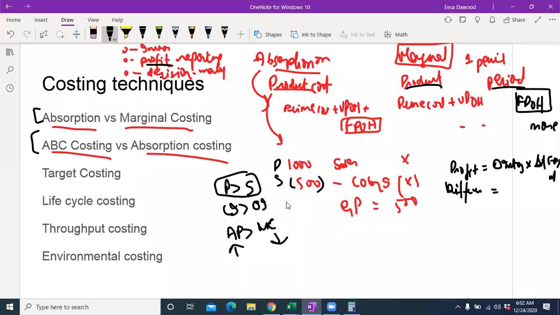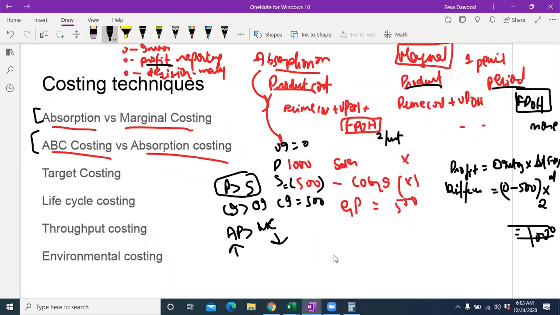For example, opening inventory was 0, production was 1000, say units sold were 500. So there are 500 units in the closing inventory, right? So opening inventory less closing inventory, multiplied by, for example, a fixed overhead absorption rate per unit of 2, so 500 into 2. What would be the difference in profit in absorption and marginal costing?